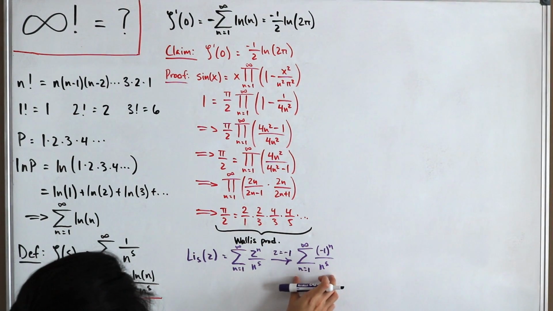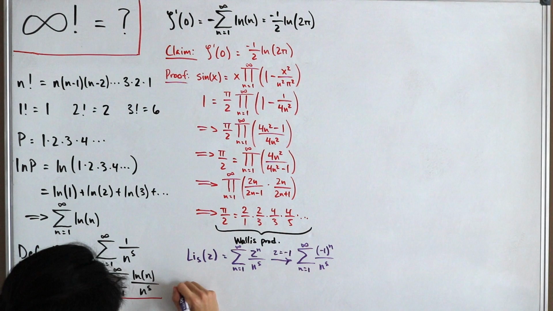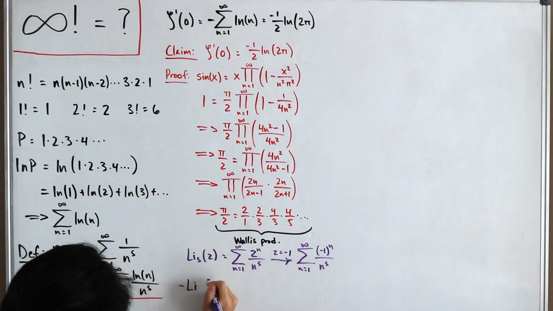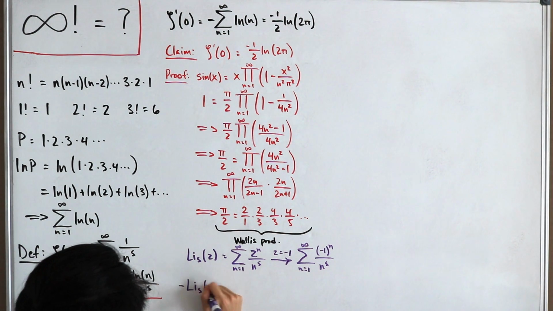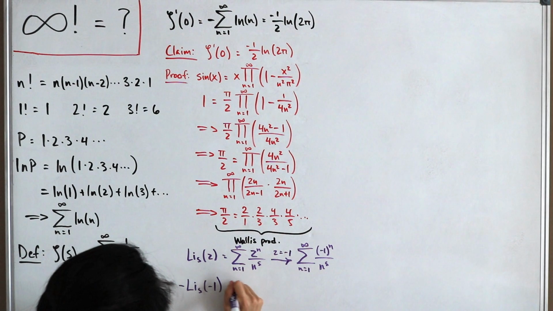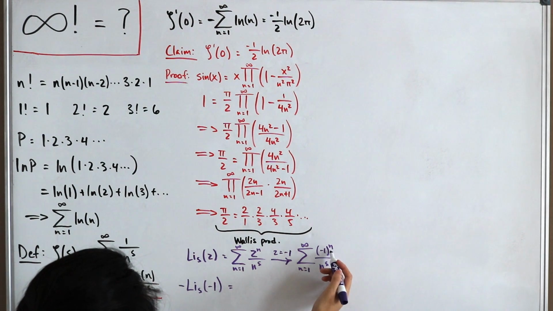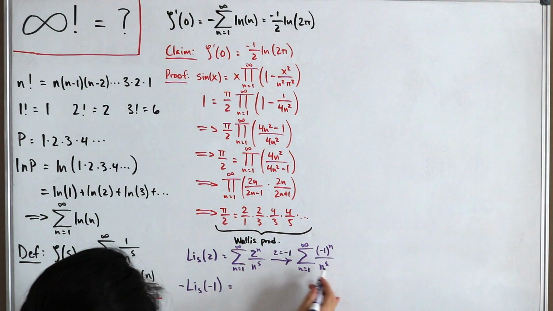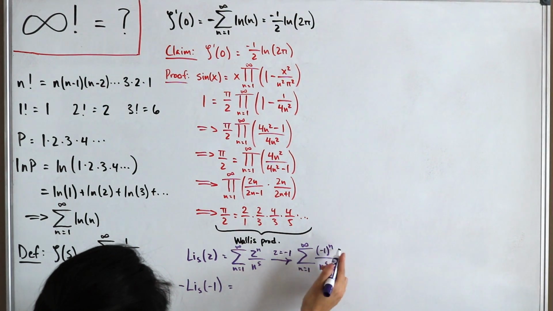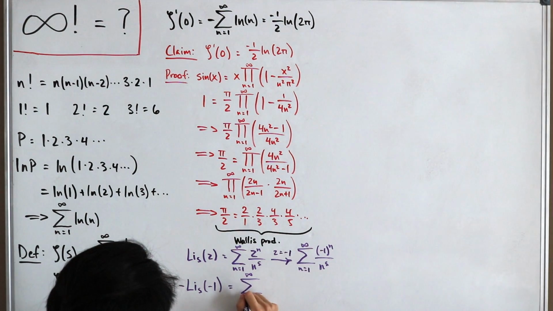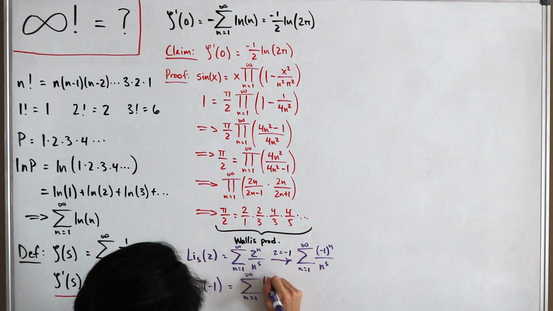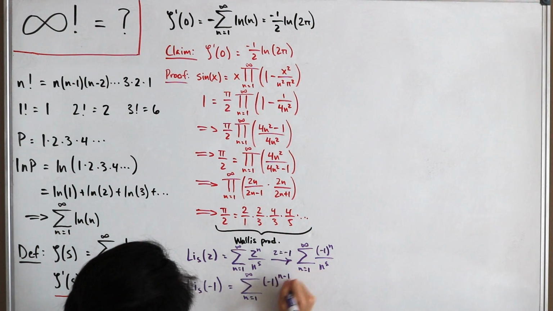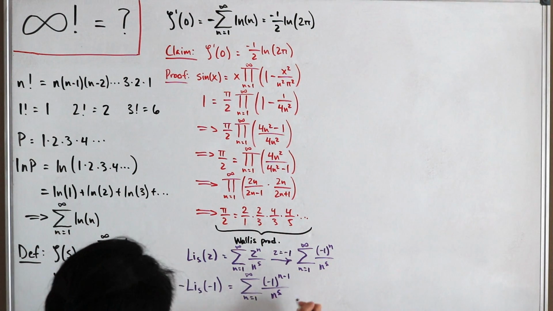But now, what we can do from here is, I'll divide negative 1 on both sides. So this is Li_s of negative 1, and that is equal to, if I rewrite the expression over here, since we divide by negative 1 on both sides, the exponent has to subtract 1. So n equals 1, and then we have negative 1 to the power n minus 1 divided by n to the power s.